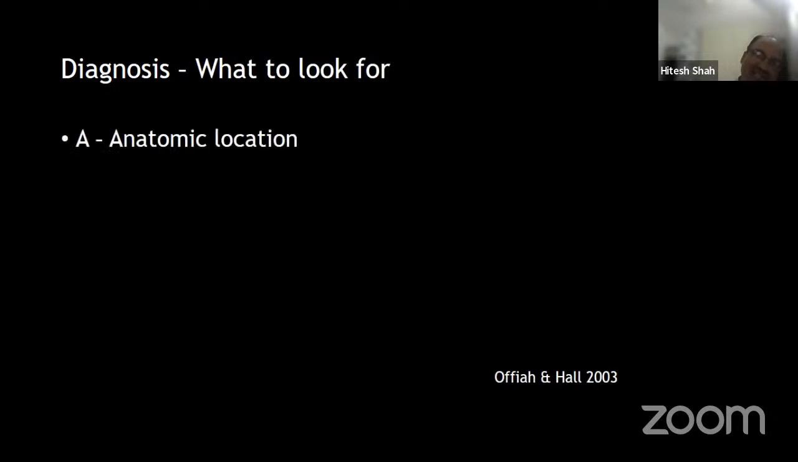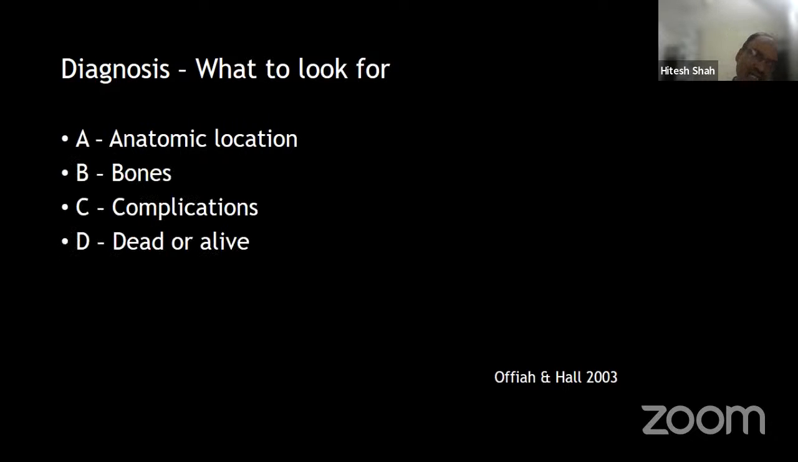If you order the X-ray, what do you look for? What we need to find out, the anatomical location, is very simple. I insist you read about this from two pediatric radiologists, very well known from the UK, Ophelia and Hall. This is a very simple classification. They tell what to look for in detecting a skeletal dysplasia, and how to approach a child with a skeletal dysplasia from the radiological point of view.